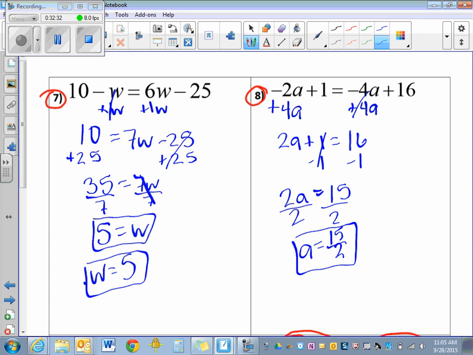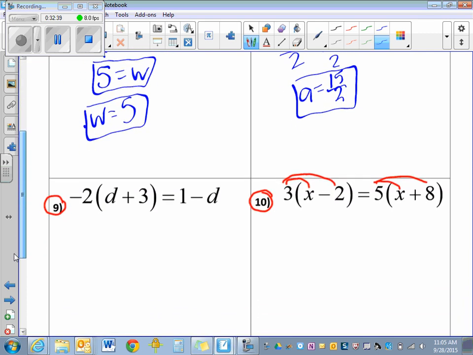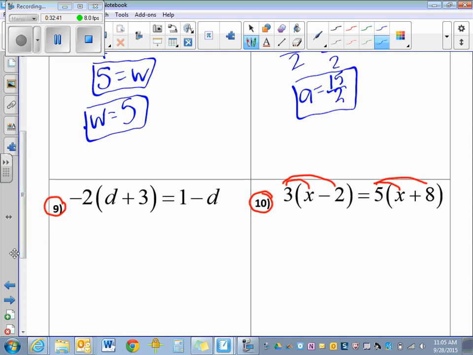Questions on 7 or 8? Okay. Take a look at 9 and 10. Here, again, I'm going to want to go ahead and distribute that negative 2. And notice I'm distributing this entire thing. So I distribute to d and to 3. So negative 2d. Negative 2 times 3 is negative 6. 1 minus d.